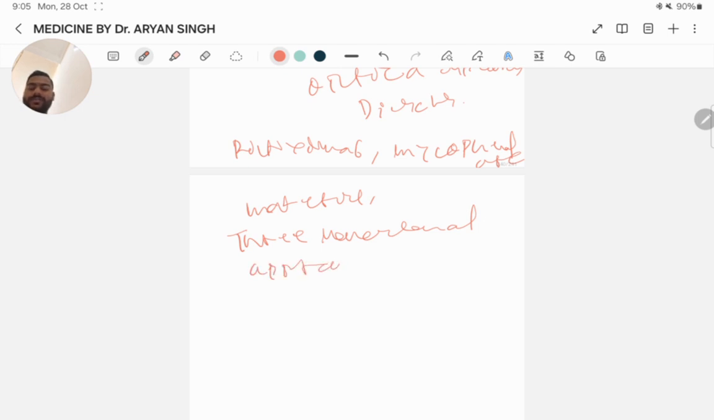Which are the three monoclonal antibodies approved for attack prevention?